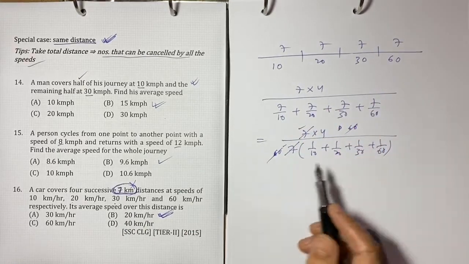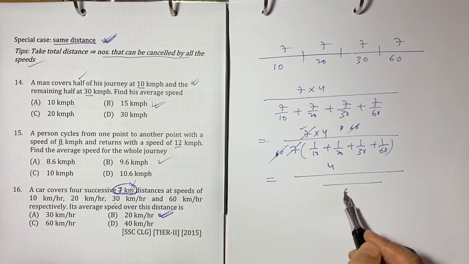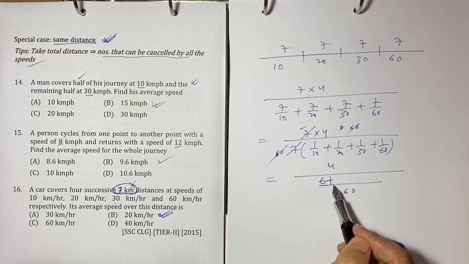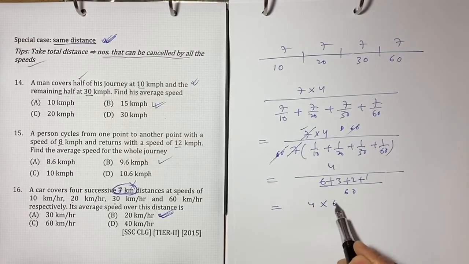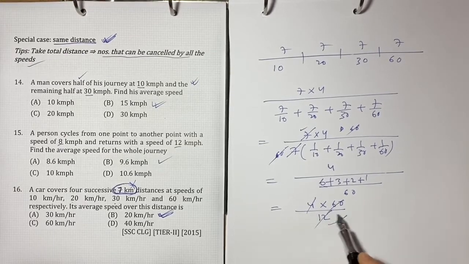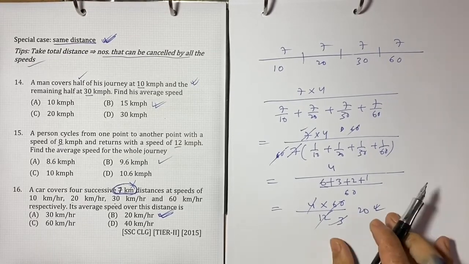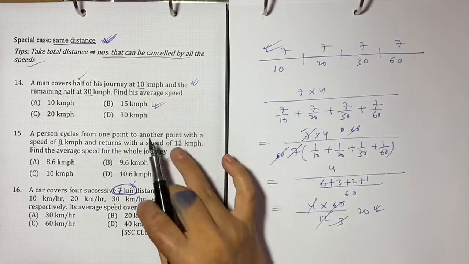This is 4 divided by its LCM, and you will get 60. You will get 6 plus 3 plus 2 plus 1. The solution is 4 into 60 divided by 12, cancel, 3, cancel, 20.